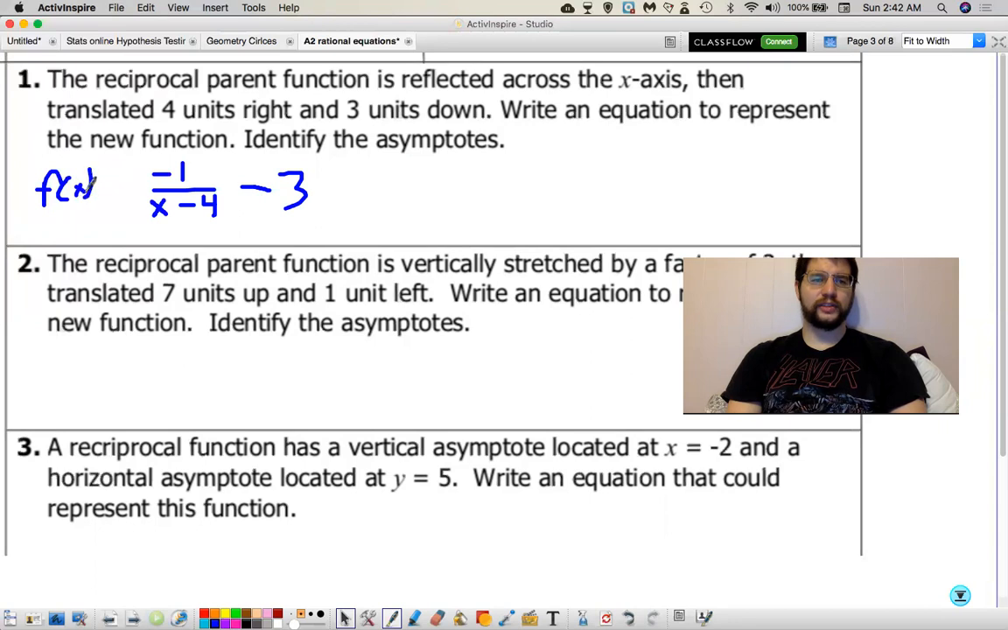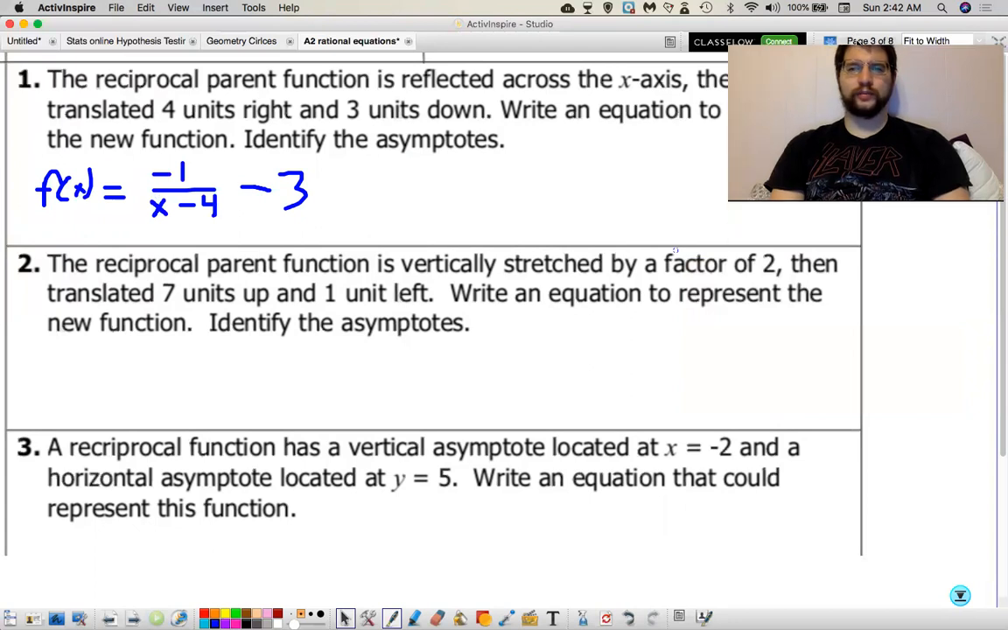I'm going to use f of x. You could use y. It'll probably be easier if you just use y in the assignments. It'll be quicker and easier to type. If you want to use f of x, that's more proper. Either way is perfectly fine by me.